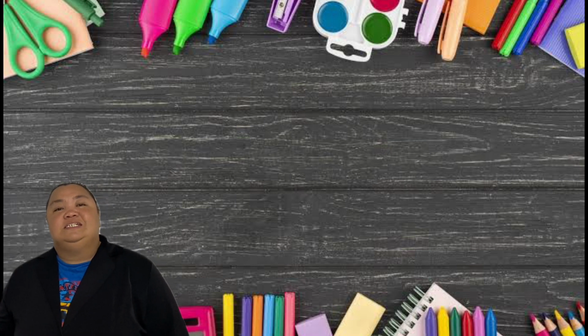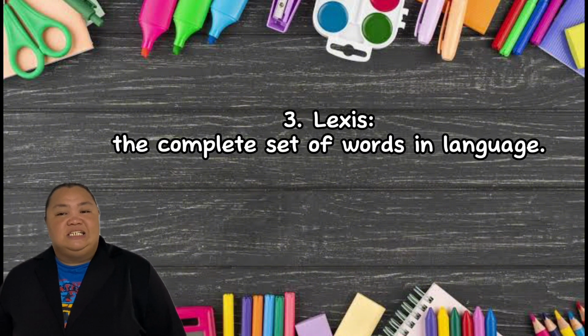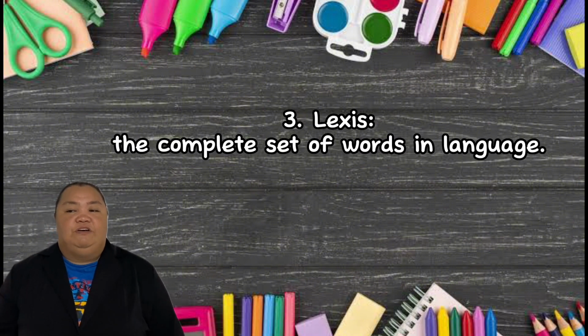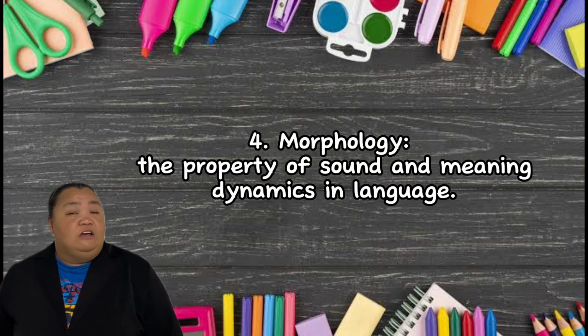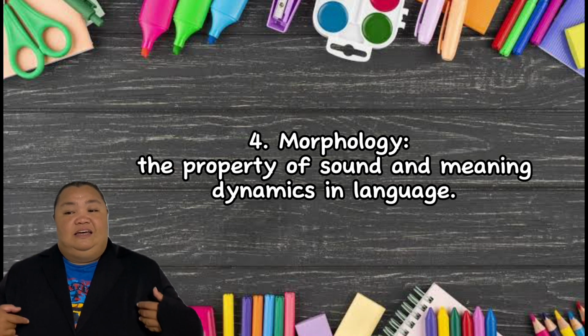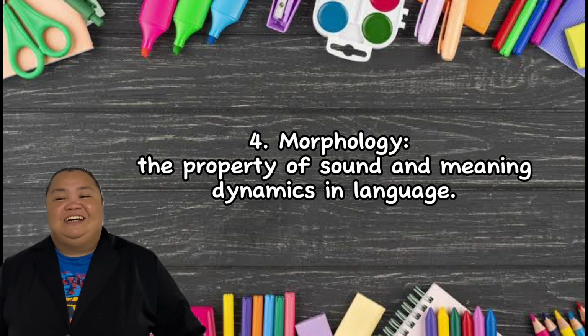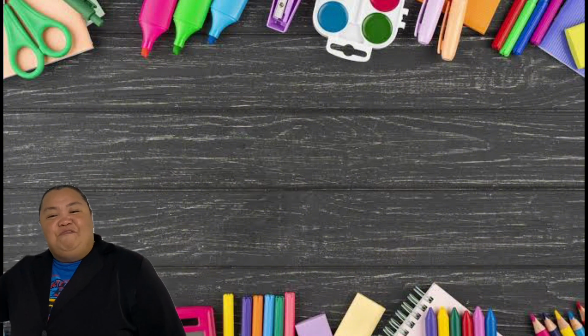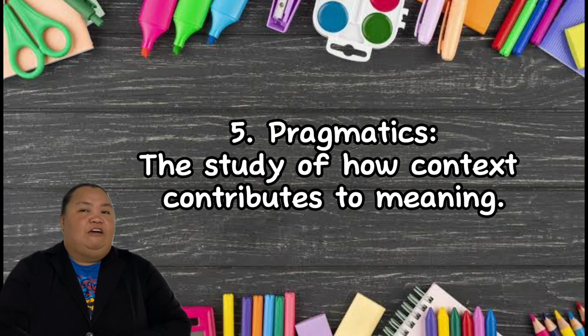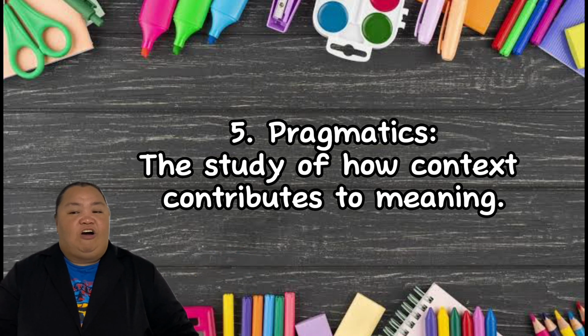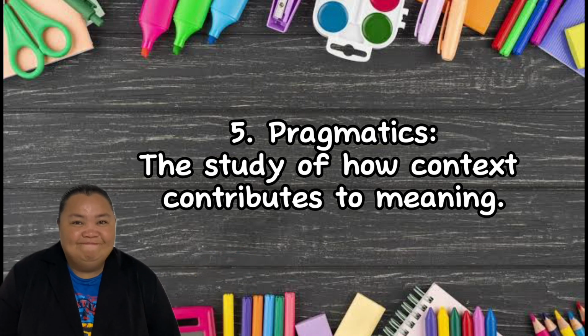Number 3 is lexis. Lexis is the complete set of words in a language. Number 4 is morphology. Morphology is the property of sound and meaning dynamics in language. And number 5 is pragmatics. Pragmatics is the study of how context contributes to meaning.